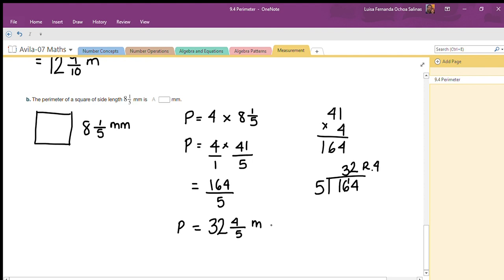millimeters. Again, if you didn't understand any of the procedures that I did here, go back to your videos on how to work with fractions. Thank you, girls.